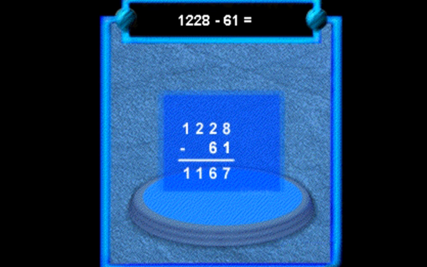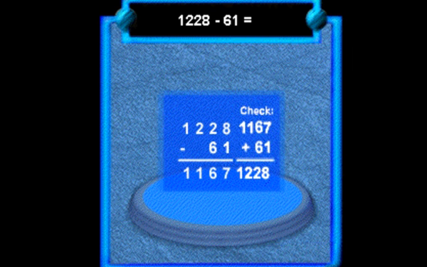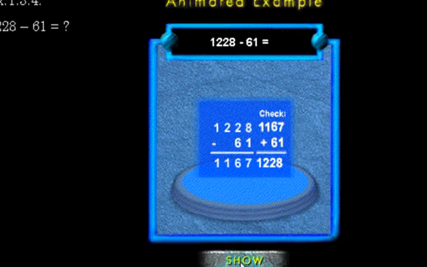Step 5. Since the second number has no digits in the thousands column, 1 minus 0 equals 1, we simply put a 1 in the thousands column, like this. Step 6. Check your answer. 1,167 plus 61 equals 1,228, the number we started with.